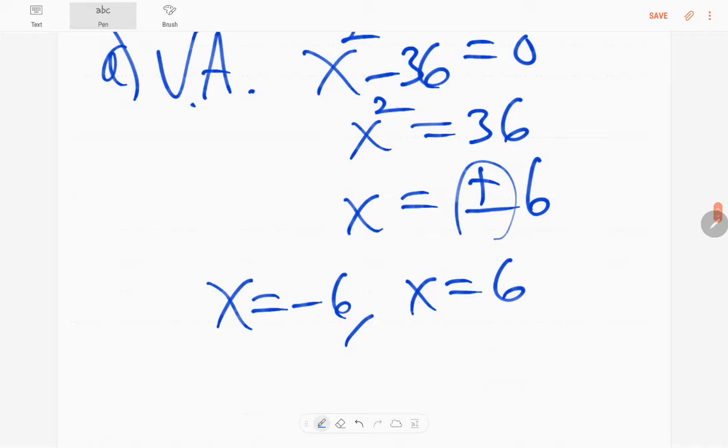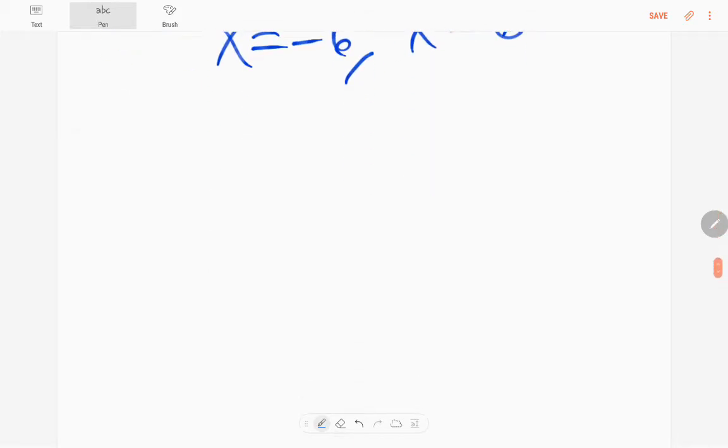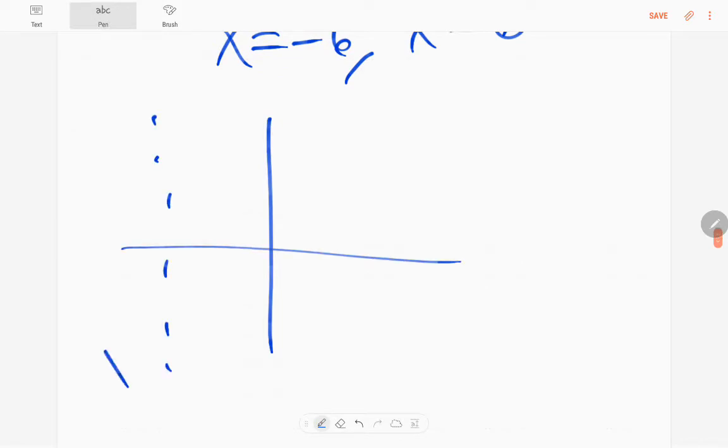And again, these are vertical lines. So x equals -6 is something like this. x equals +6 is something like this. We usually use dashed lines to represent asymptotes.